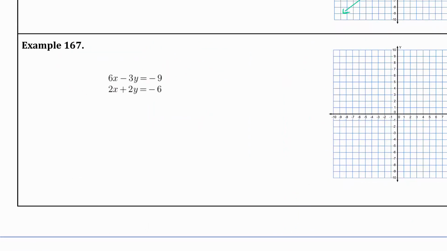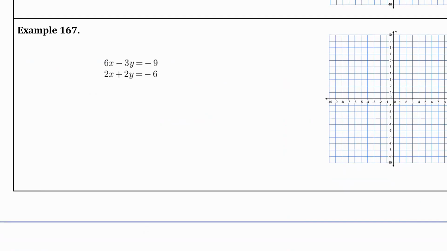Okay, in example 167, we're going to do the same process, but if you notice here, these are not in slope-intercept form.